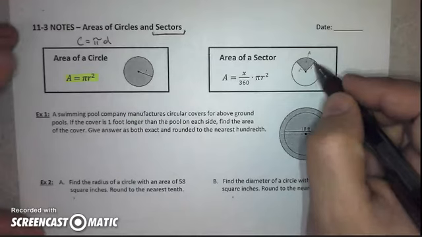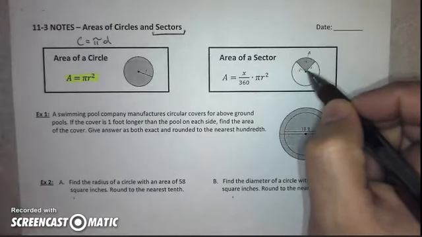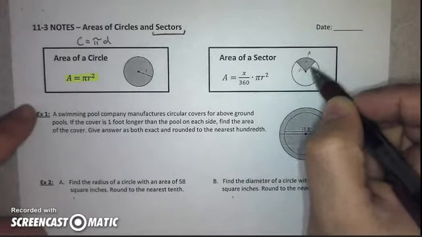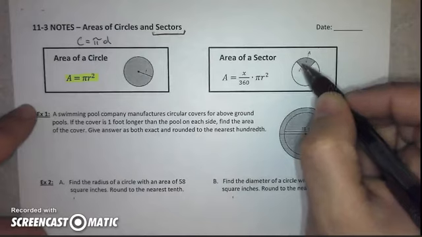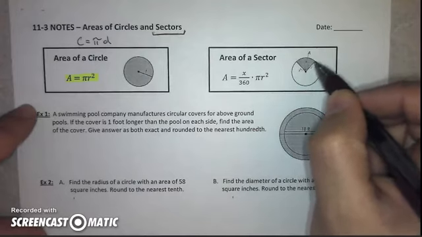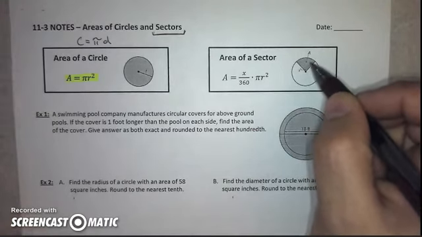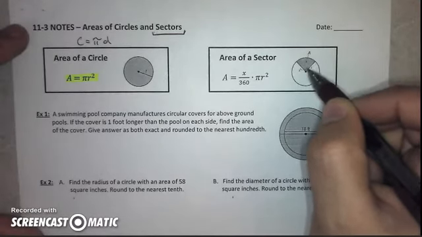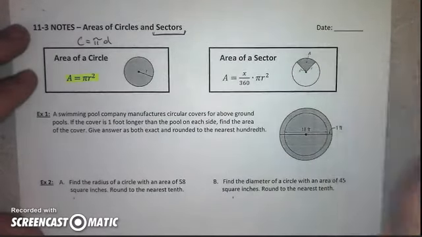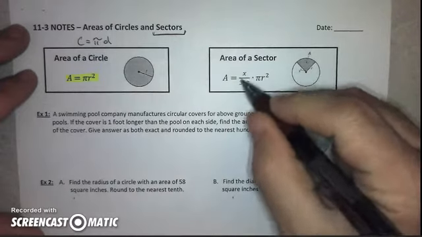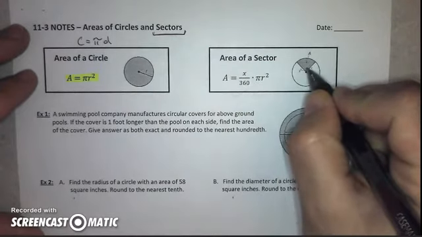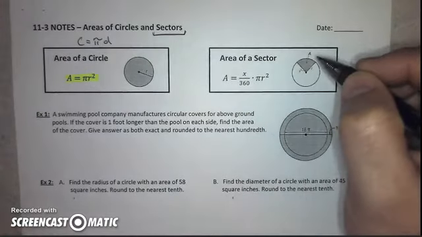A sector is a portion of a circle formed by two radii making a central angle and the intercepted arc. So that shaded region is an example of a sector. A sector is essentially like a slice of pizza or a slice of pie. It's that entire region surrounded in there that's shaded. Now the x that we're using in this formula is the measure of that central angle, or the measure of the arc, whichever one you want to think of.